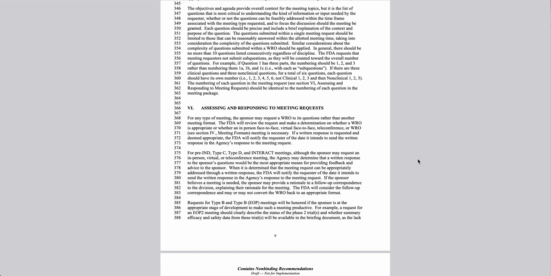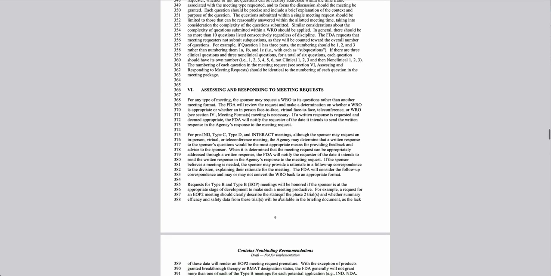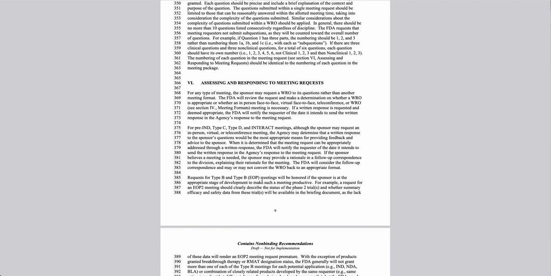Now, again, requests for Type B and Type B EOP, or end of phase, meetings will be honored if the sponsor is at the appropriate stage of development to make such a meeting productive. So we understand that we cannot just ask for any meeting at any time. When you are ready as the sponsor, as the industry side, you will then need to prepare the meeting package and then send it to FDA. Of course, by email to the, again, CBER email, and they are going to respond to you telling you that the meeting is, for example, set for the date that you already proposed.